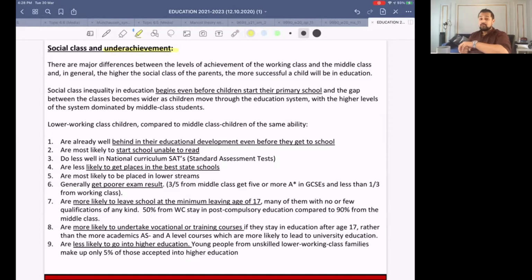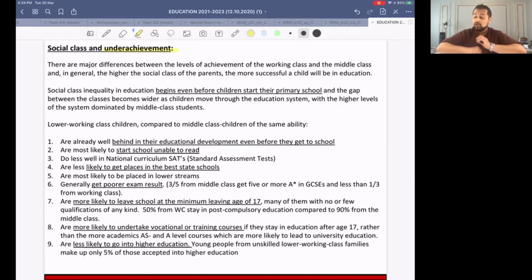So social class inequality in education begins even before children start their primary school, and the gap between the classes becomes wider as children move through the education system, right? As they progress with their education, the speed with which children from the middle class progress and the speed with which children from the working class progress differ. This gap keeps on becoming wider, with the higher levels of the system being dominated by children from the middle class, upper class, elite class, privileged position.